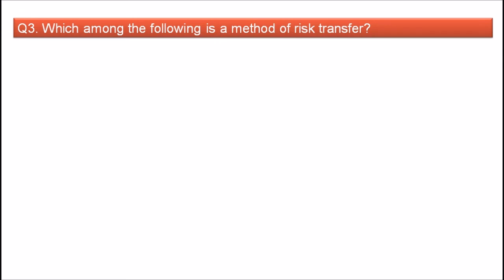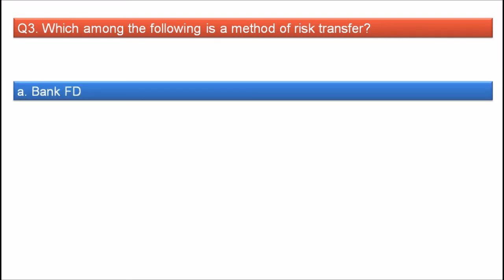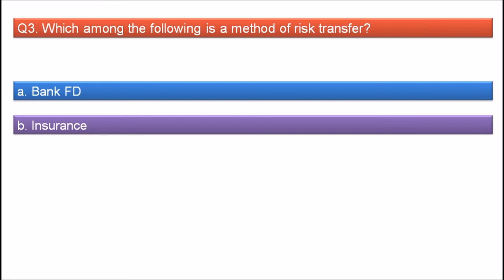Next, the question, how it can be asked. Which among the following is a method of risk transfer? Just now what I said, risk transfer. Bank FD, are you going to transfer your risk? No. What else? Insurance. Dear friends, insurance is the only way of transferring your risk.